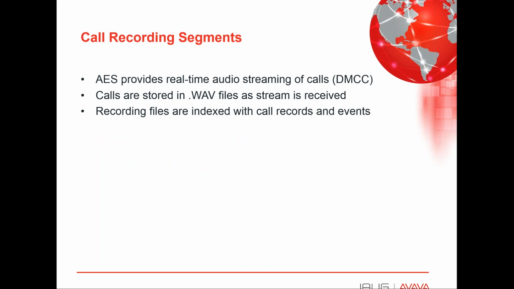So the way it actually works behind the scenes is we use Application Enablement Services off the Communication Manager, and as calls are occurring, we receive real-time audio streaming of those calls, and then we store those as we collect them into WAV files. And then they're indexed, to tie back in with the call records through the Avaya call ID. The way we store these is up to the customer.